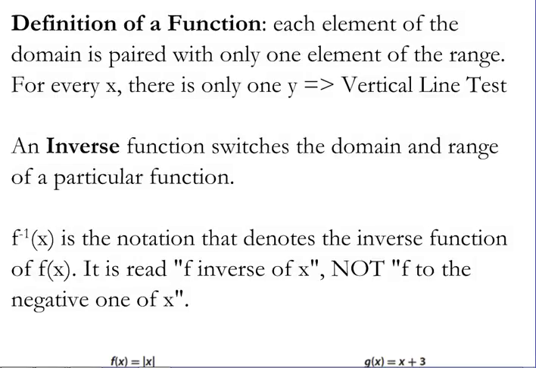That's where the vertical line test comes from. If we had more than one y value for a particular x value, that's where we would fail the vertical line test and it's not considered a function. Now, inverse functions switch the domain and range of a particular function. So domains are x's, ranges are y's, so our x's and y's switch places for inverse functions.